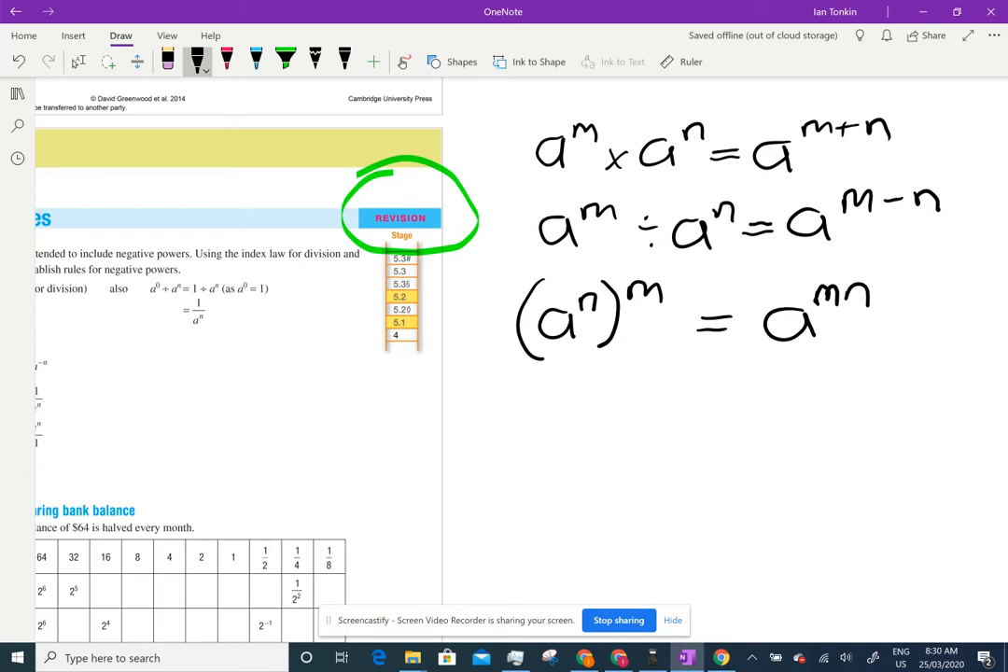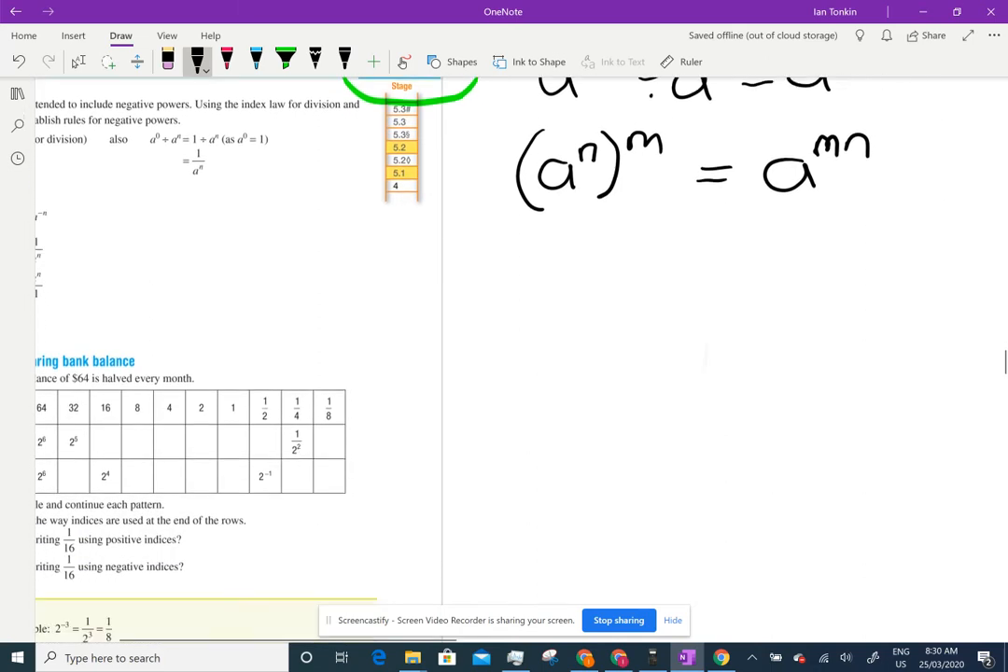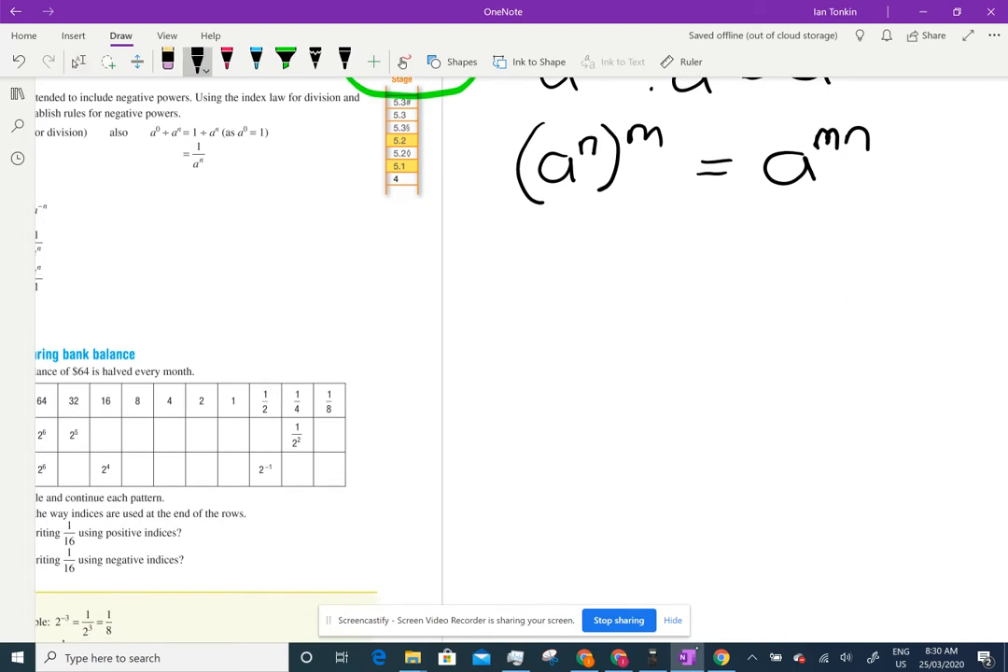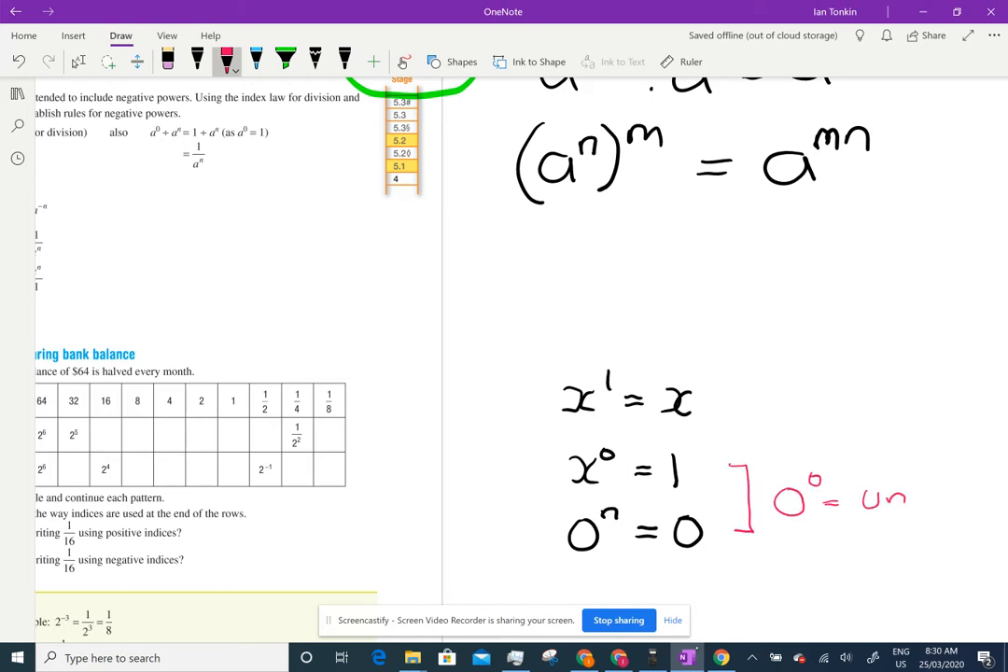Remember our index results. x to the 1 is just x. x to the 0 is 1. And 0 to the power of anything is 0, which gives us our quandary of what 0 to the 0 is, and that's undefined.